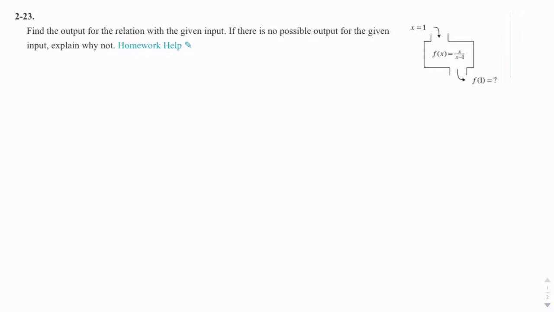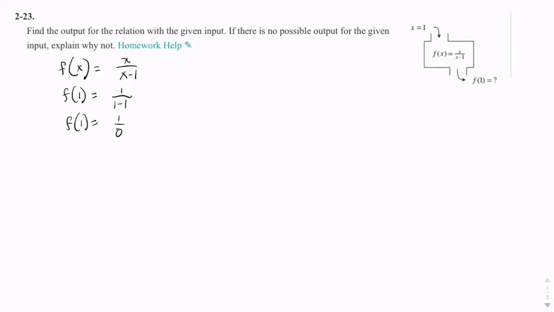For 23, they want us to find the output from this function machine. And then it says if there's no possible output, explain why not. So the 1 is going in. So the function is f of x equals x over x minus 1. And they want us to find f of 1, right? So I'm going to put a 1 in there, 1 minus 1. So f of 1 comes out to be 1 over 0.